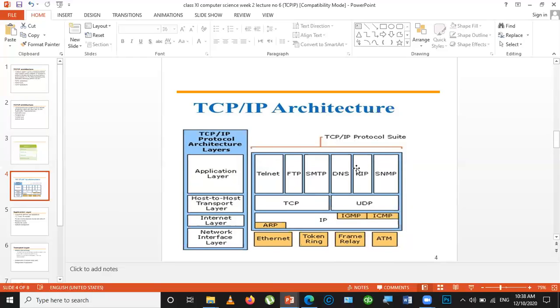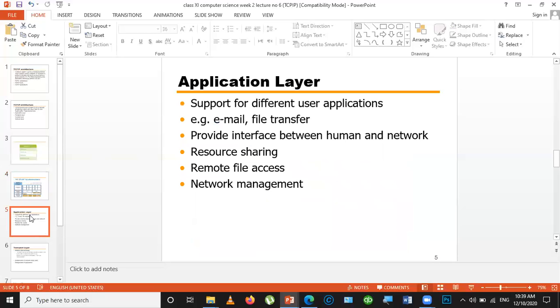So each layer has many different protocols. I am discussing with you that different protocols are there on different layers. It is named from two of the most important protocols, combined from two main protocols. The first one is Transmission Control Protocol, TCP, and the second one is IP, Internet Protocol. So now we are going to see the layers' protocols.